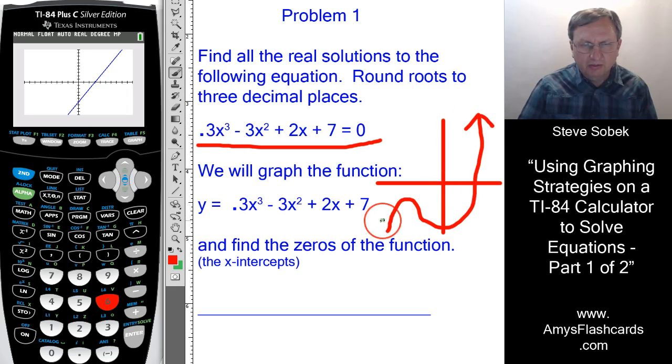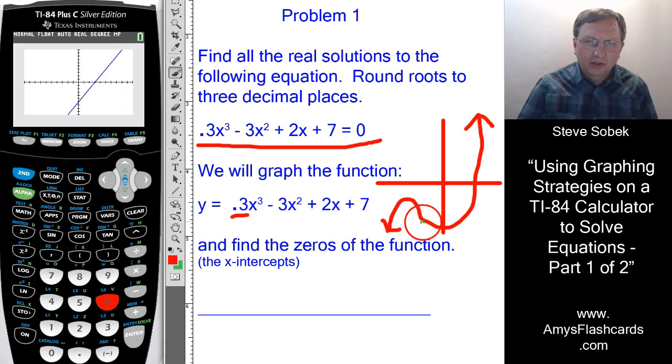That's a possible scenario. And in this case, we know that since the leading coefficient was positive, 0.3, that it will eventually take off for extremely high values for x. It's going to shoot for the moon. And that means the other end, for very, very small values of x, it's going to shoot downward, aim downward.